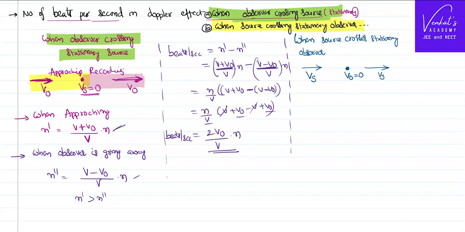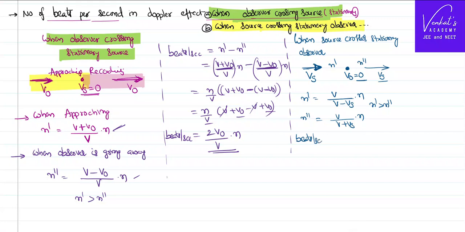What are the beats heard by you, being a traffic constable? That is the question being asked here. So what can we say? First, the source is approaching, so you will have a frequency N dash as V by (V minus Vs) into N. There is no observer motion, so the numerator is only V. As the source is approaching the observer, the apparent frequency is more, so the denominator is less. We have derived all these equations. While he is going away, N double dash is V by (V plus Vs) into N, since the source is going away and the apparent frequency is less now. It's clear that N dash is greater than N double dash.